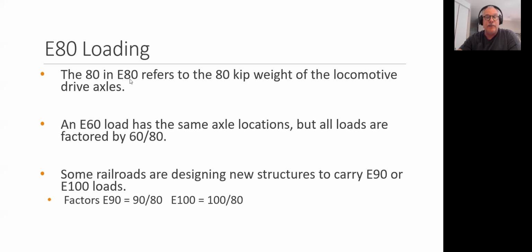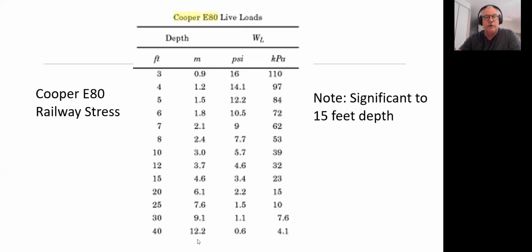Again, the 80 represents the axle weights of the locomotive on that one. And so E60 is basically the ratio of 60 over 80. So if you've got an E80 table, you can calculate the live loads for E60 by using the ratio of 60 over 80. If I've got an E90 live load specified, I can do the ratio of 90 to 80 and multiply the table values by this factor, 90 over 80. And an E100 would be 100 over 80. So we can easily convert.